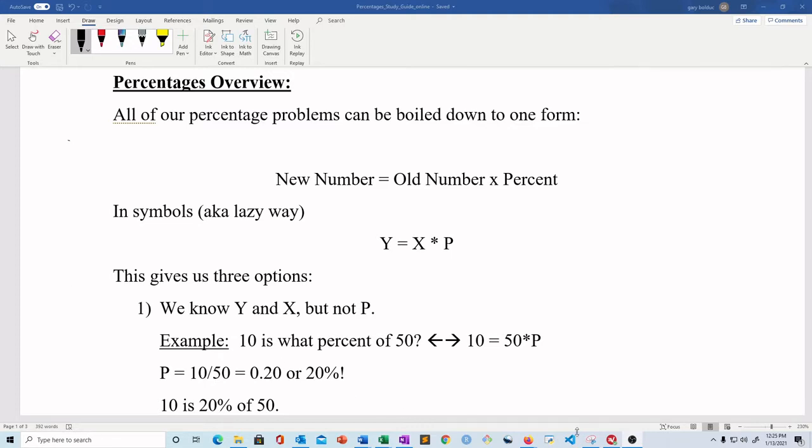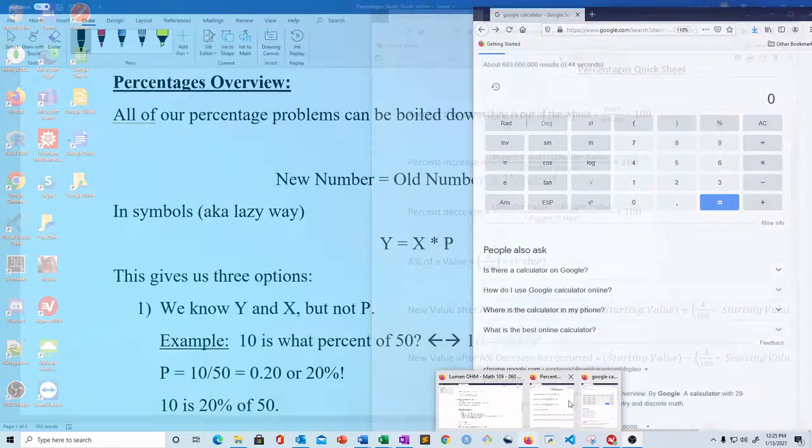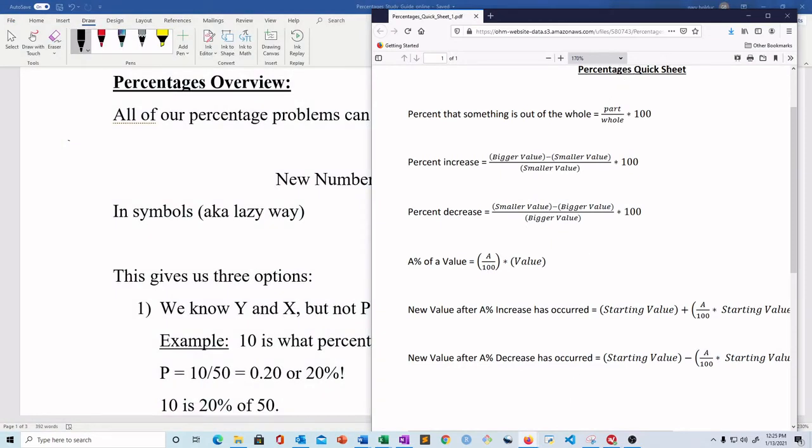If you go into Lumen, you'll see that there's a document called the Percentages Quick Sheet. In this lecture guide, we're going to use one equation to solve all the problems, okay? But you could also go this other way, where you take every one of these different problems we're going to do and break them up into separate equations. Basically, it's the same thing either way. It's just how you think about it.